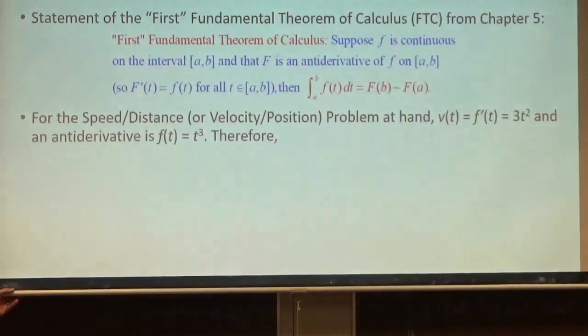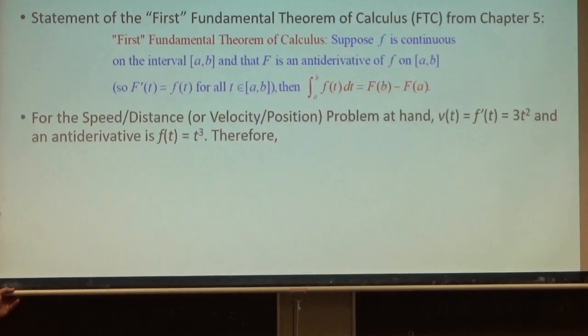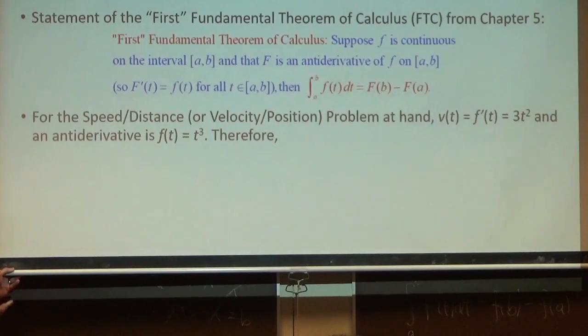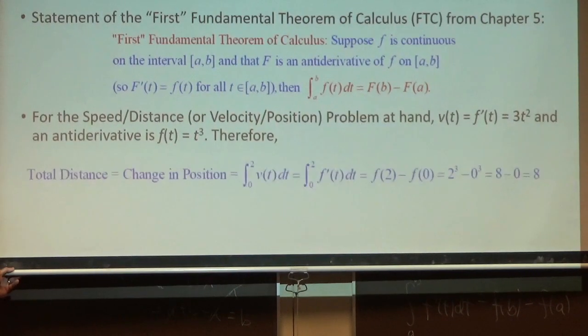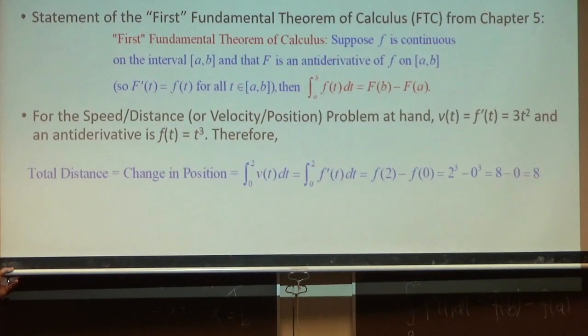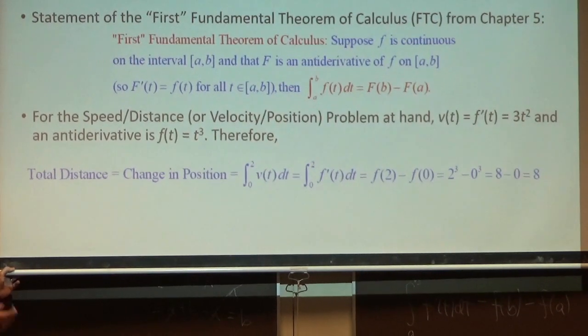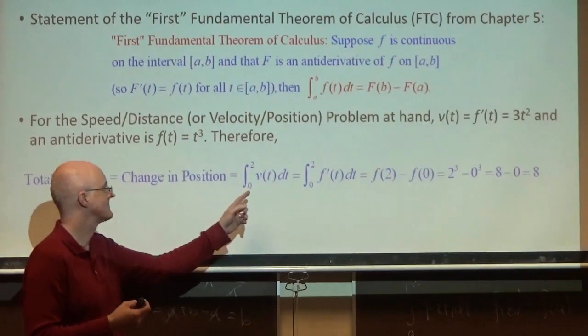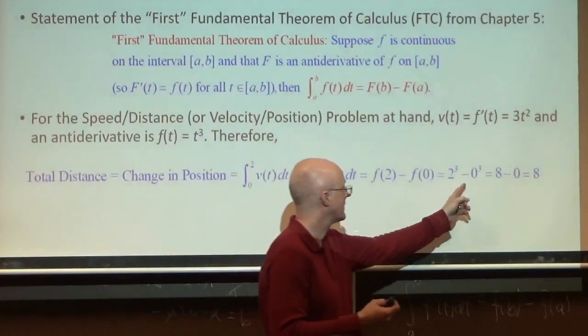So for the problem at hand, this feels circular. It feels like we're going around in circles. The velocity is 3t squared, and the antiderivative is t cubed. Therefore, the total distance, which also equals the change in position, which also equals the position itself if we start at position 0, is found by doing this difference. And there we go, 8.